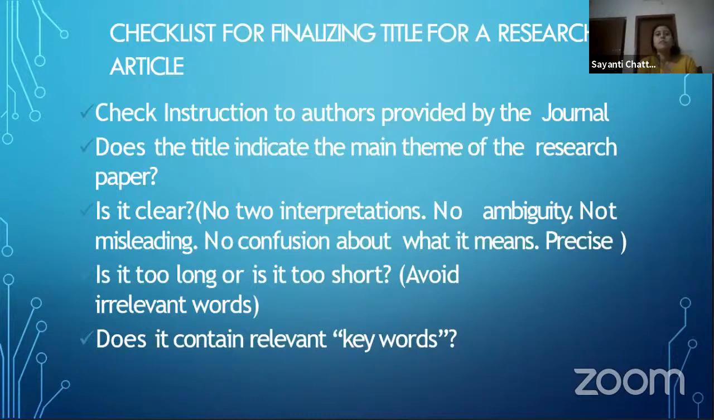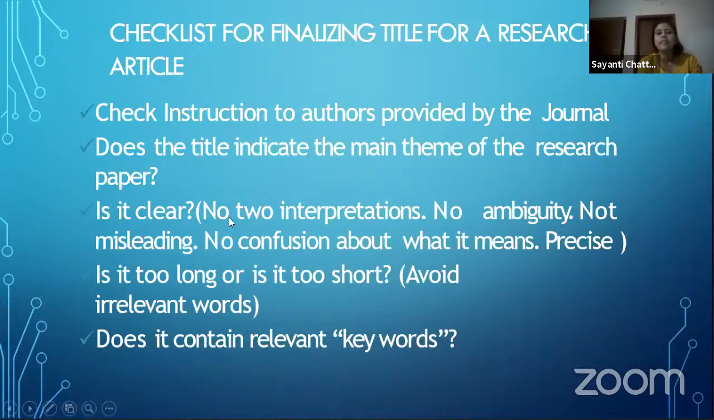Next, a checklist for finalizing the title of a research paper. Check the instructions to the authors provided by the journals. Each and every journal has different rules. It should tell how many words there will be, or what the method to write will be. So go through that. Next, does the title indicate the main theme?